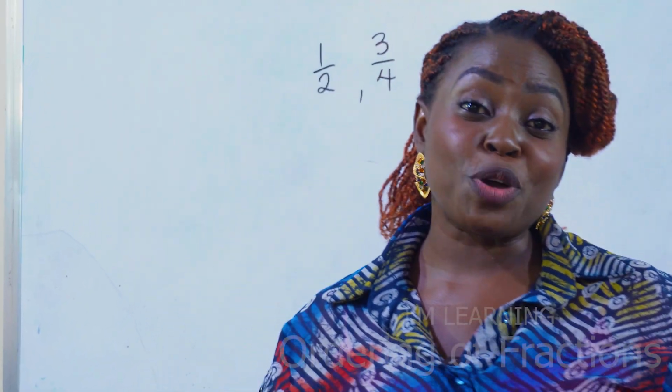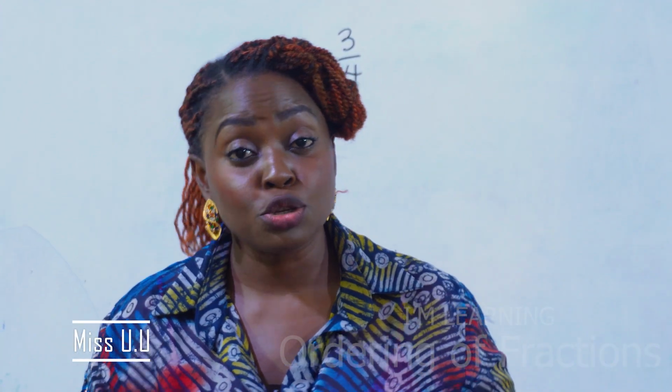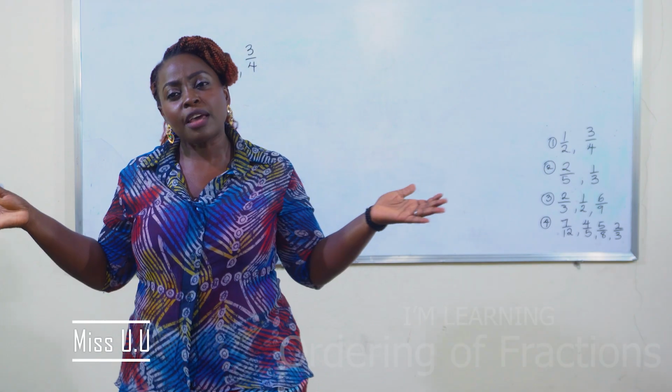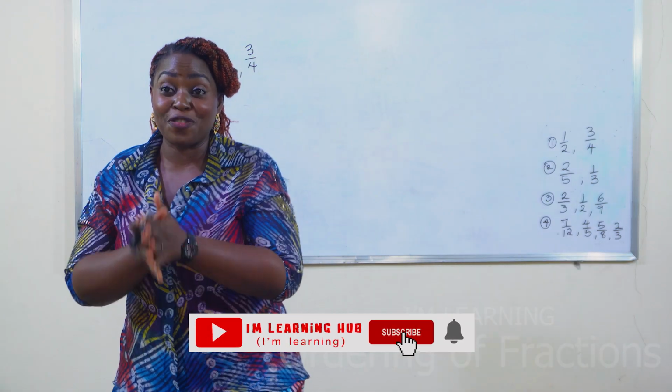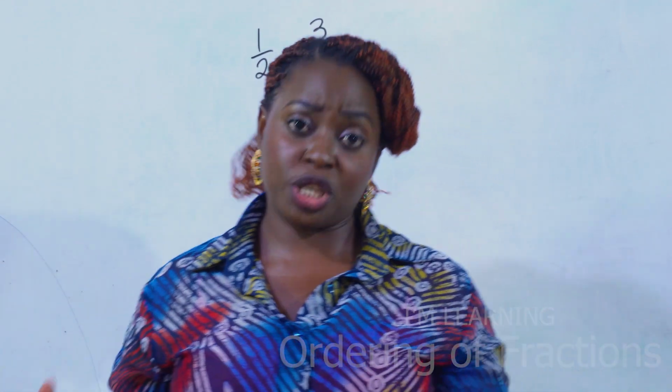Detectives, today we're going to be ordering fractions from the smallest to the biggest. Think about it like lining up for jollof rice. Who's going to get the first serving and who's going to go last? Now, there are two ways that we can figure out which fraction is bigger than which one.